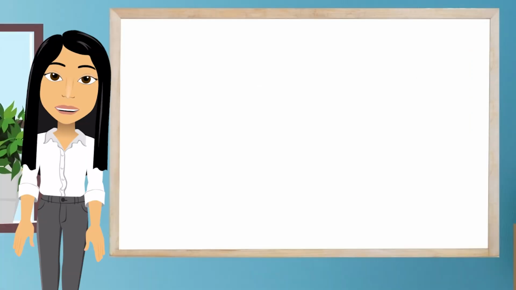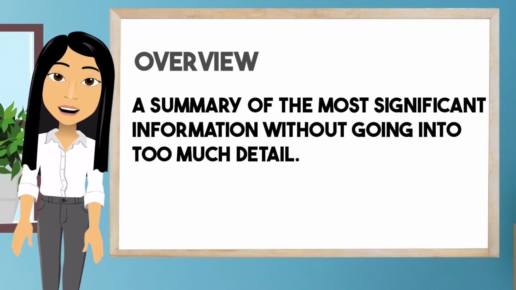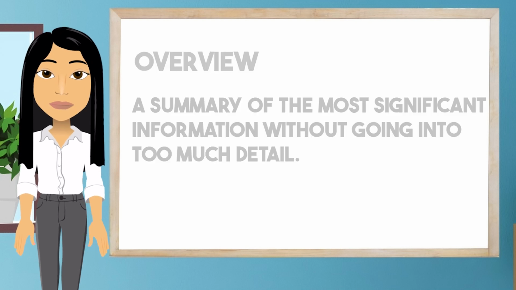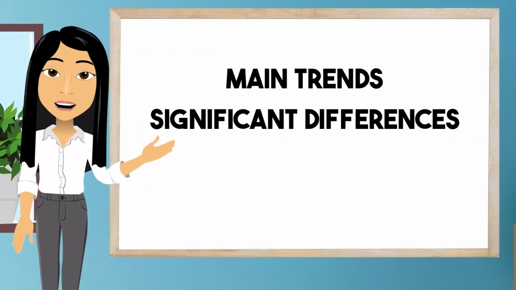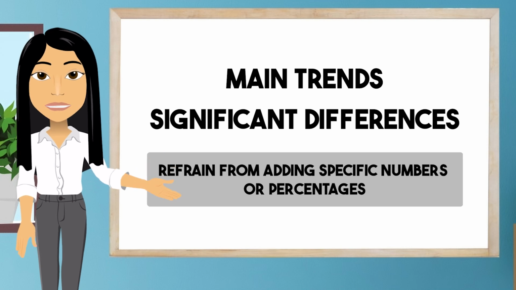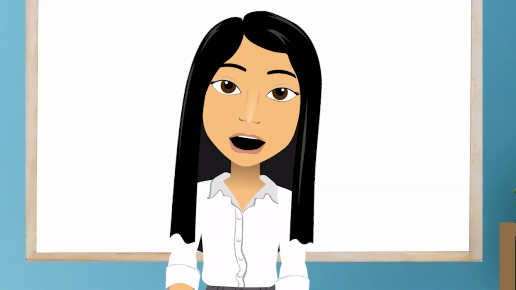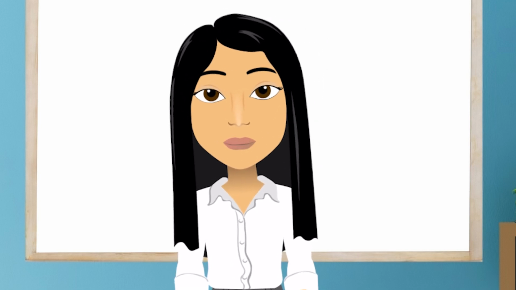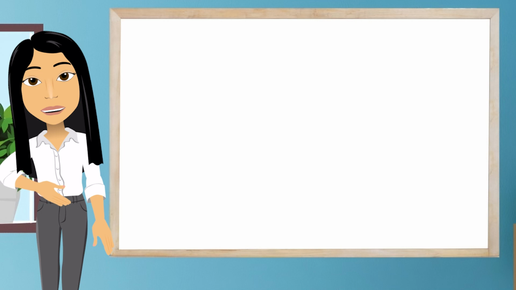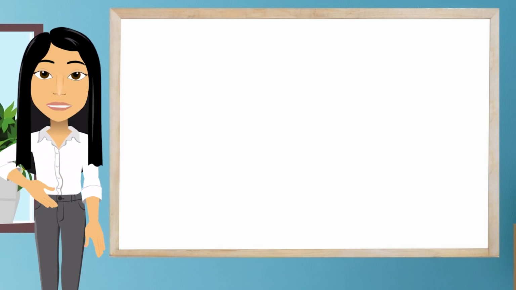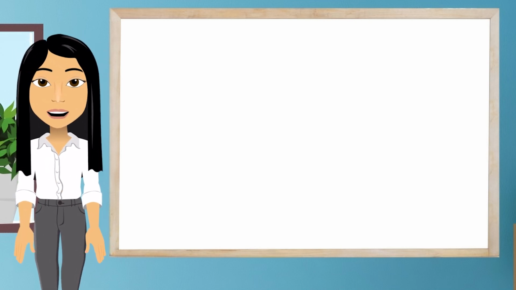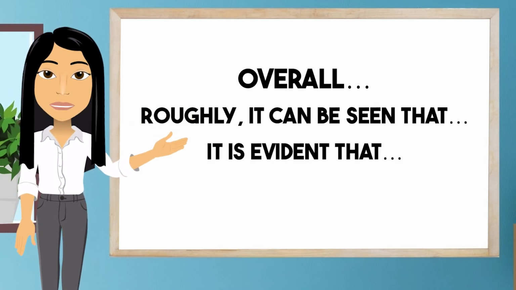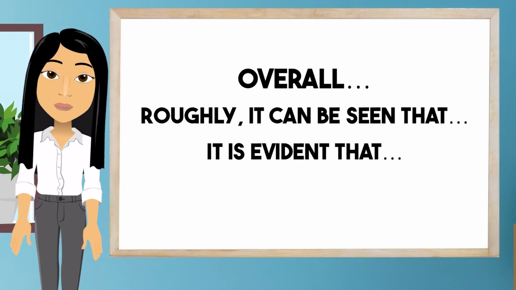Overview. The next part of the answer is the overview, in which you should provide a summary of the most significant information without going into too much detail. Include the main trends or significant differences you can observe and refrain from adding specific numbers or percentages. In this part of the answer, all you have to include is information about the sections that show the highest and lowest percentages in the chart. Or if you're comparing 2 charts, include sections that show the largest variations in figures. You can start the sentence with phrases like overall, or roughly, it can be seen that, or it is evident that, which are common phrases used by many.